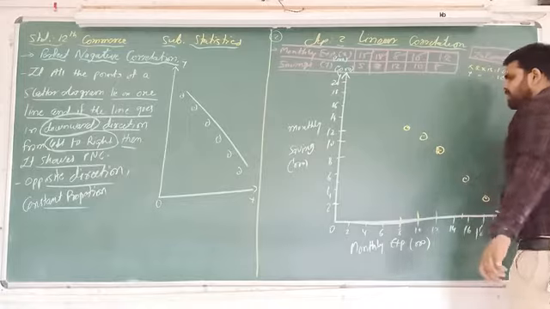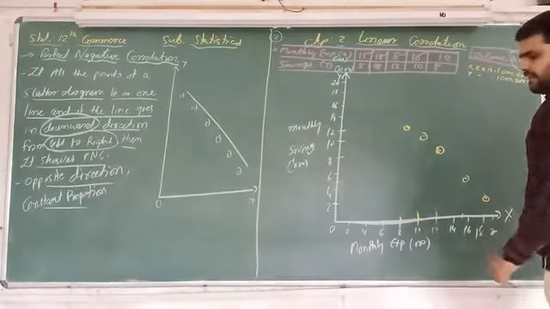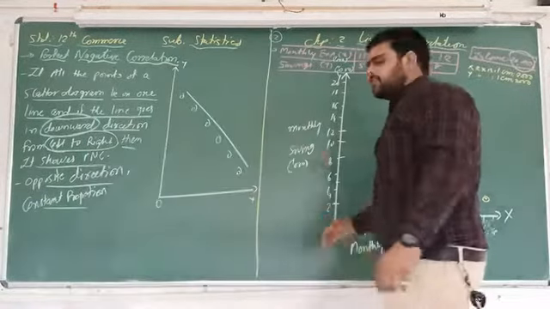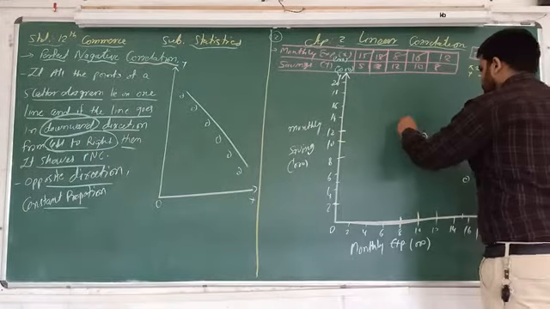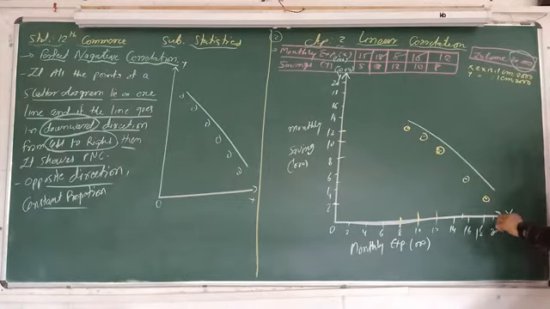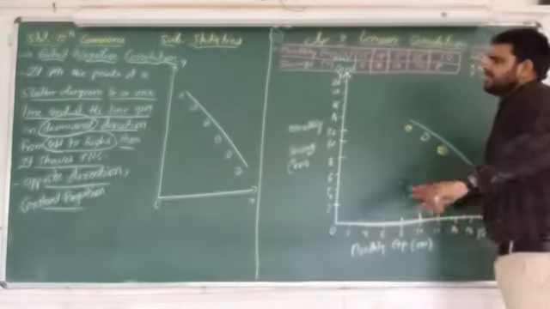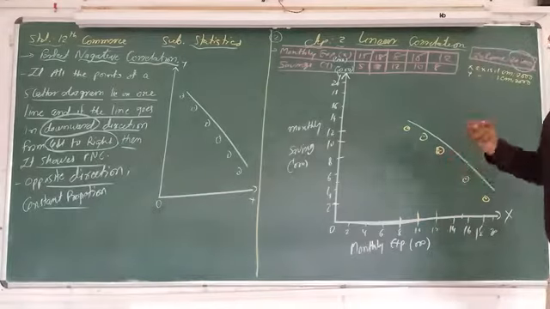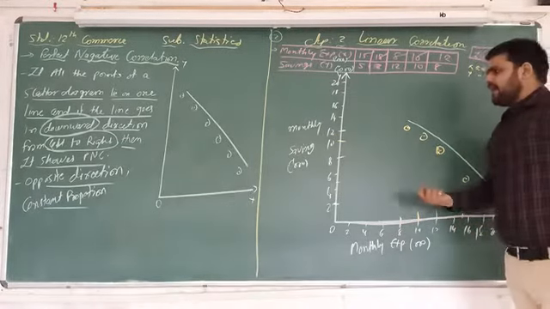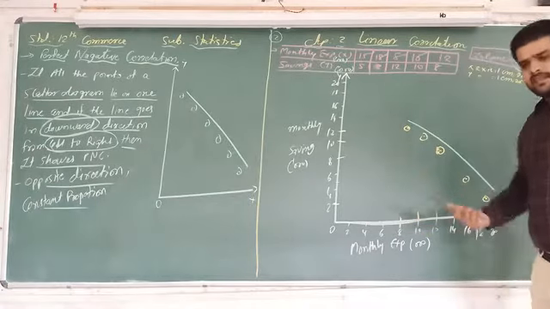With the help of these points, we can see that all the points go downward from left to right. So we can say that this is a perfect negative correlation. Thank you.